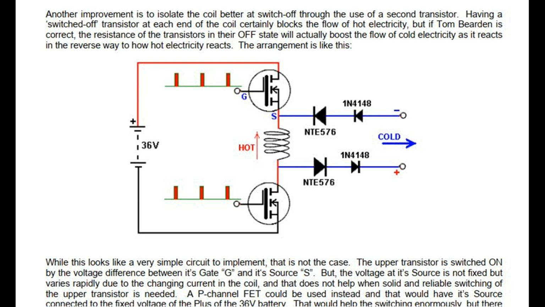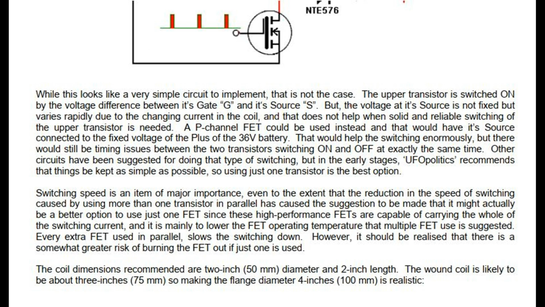A P-channel FET could be used instead, and that would have its source connected to the fixed voltage of the plus of the 36V battery. That would help the switching enormously, but there would still be timing issues between the two transistors switching on and off at exactly the same time. Other circuits have been suggested for doing that type of switching, but in the early stages, UFOpolitics recommends that things be kept as simple as possible, so using just one transistor is the best option.